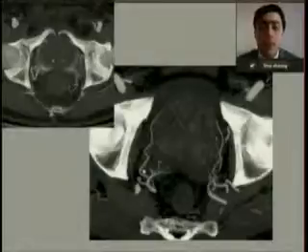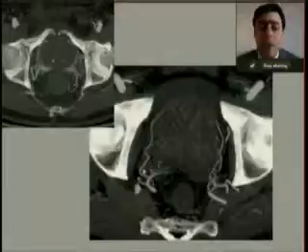So this is just an example of a CTA, MIP reconstruction. You can see very well even the intraprostatic vascular supply. So we can study very well not only the prostatic artery origin, but also the intraprostatic circulation.